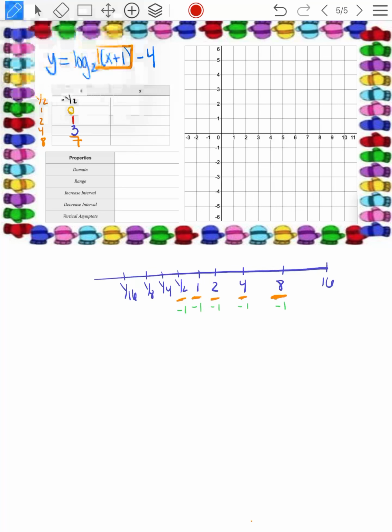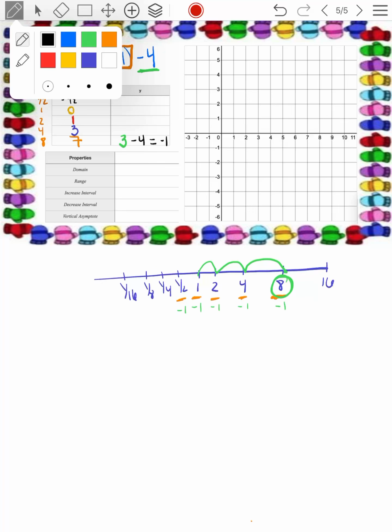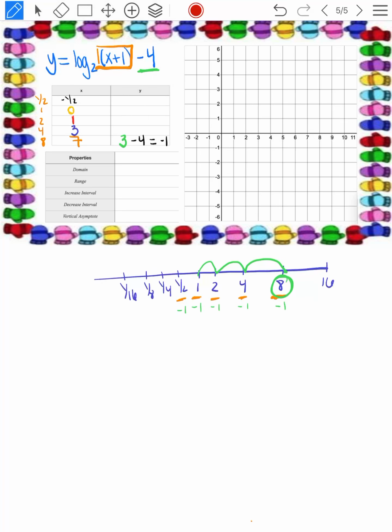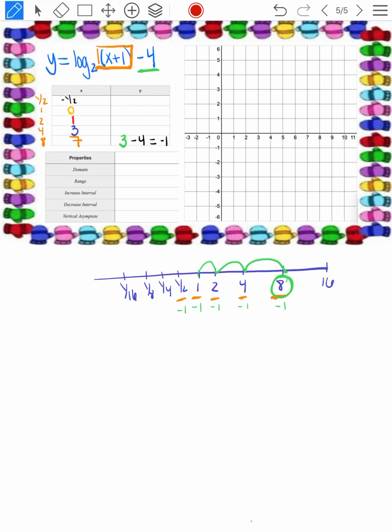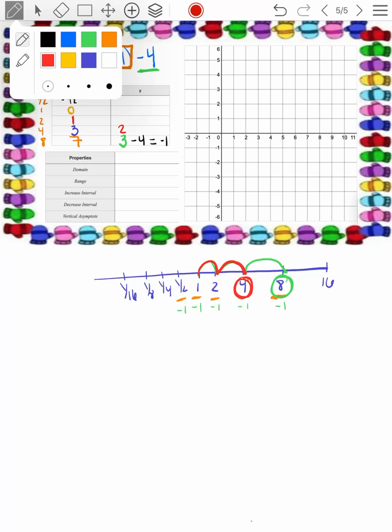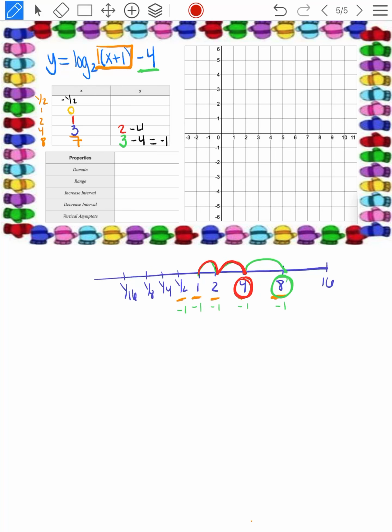So if I am starting with x is equal to 7, 7 plus 1 is getting me to 8. So that is taking me 1, 2, 3 jumps to get to 8. But then we have this minus 4. So I need to remember to subtract 4, which is going to get me to -1. Then next, when I put in 3 for x, 3 plus 1 is going to get me 4. It's going to take me 2 jumps to get to 4. But then this minus 4 tells me I need to subtract 4, which is going to get me to -2.